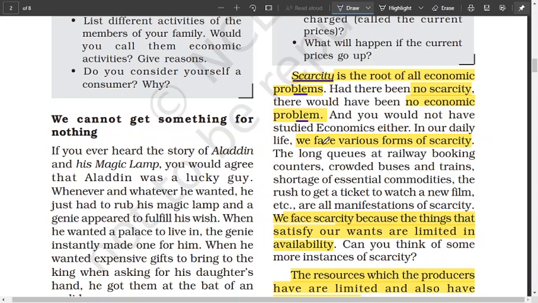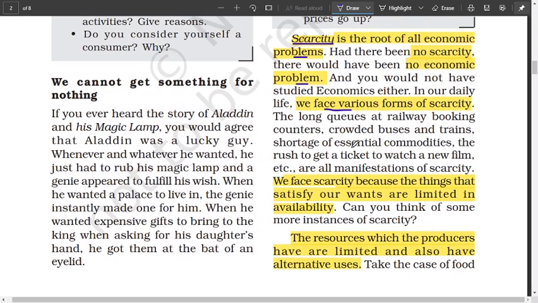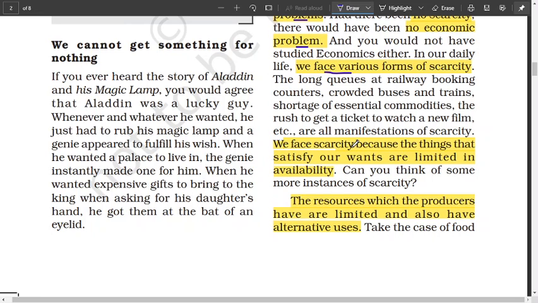So in every day-to-day life we face various forms of scarcity. Nowadays, during the pandemic, we face a problem with food, vegetables, fruits, books. We face this scarcity not because it's not available. We face scarcity of jobs, of money as such.